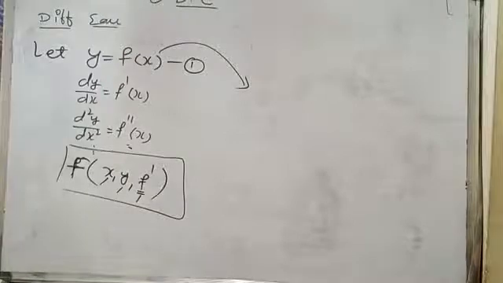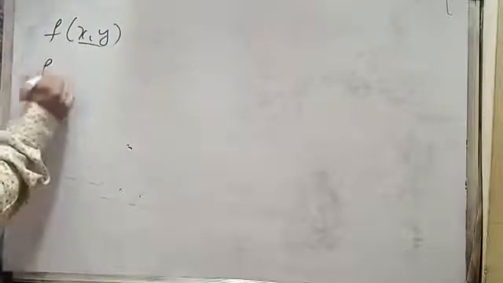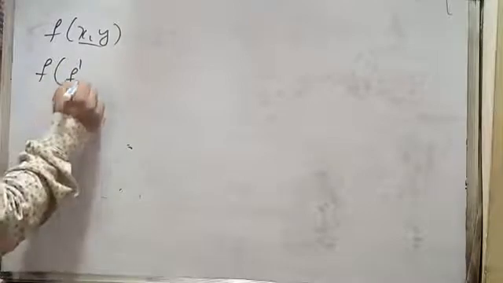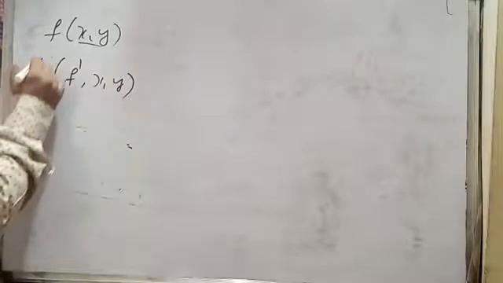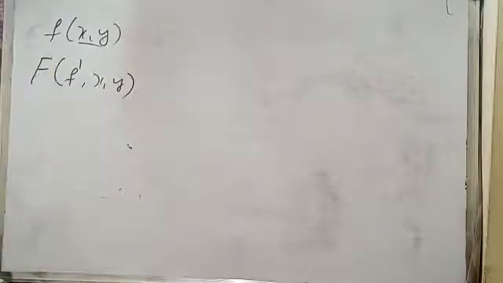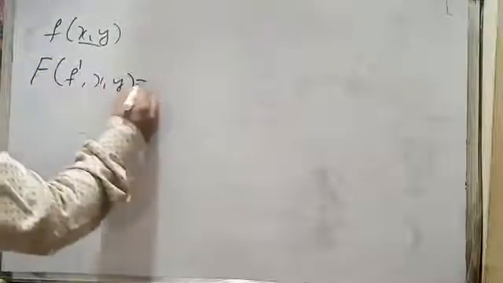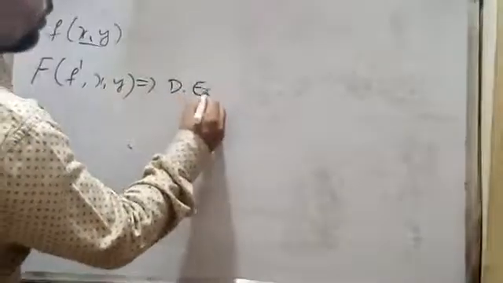Now I'll write it in general. This is just an introduction to differential equations. So let us define a function. We know that f of x comma y I can define. Here only two variables are there. I will write this with derivatives. This is a function with a derivative, I can say. Then this is my differential equation.